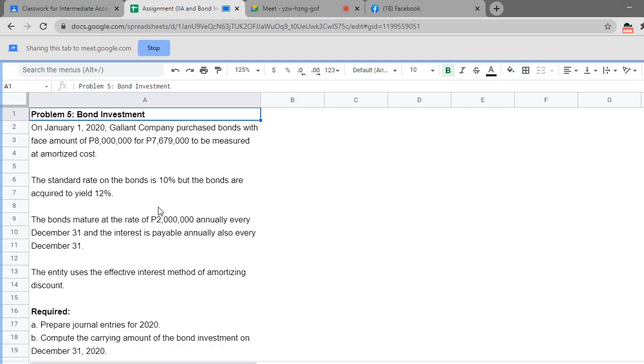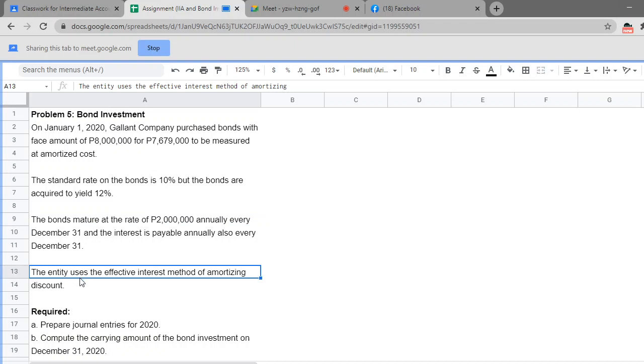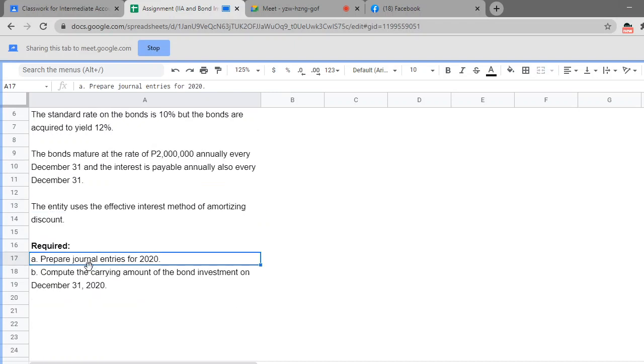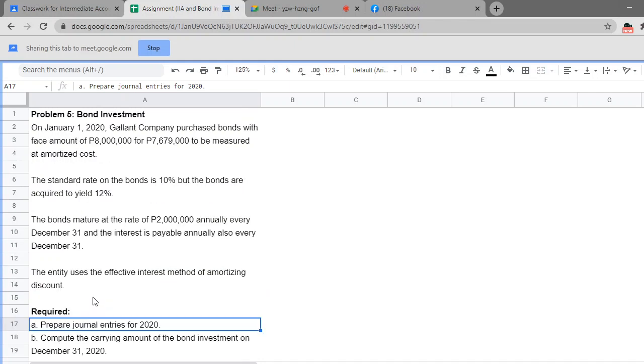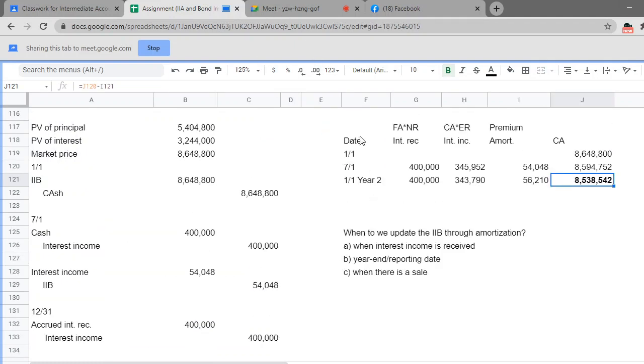Bonds mature at the rate of 2 million annually every December 31. And the interest is payable annually also every December 31. So, karon, this is a serial bond. Ganong serial? Every year mag-mature ang bonds. So, every year, makadawat tag payment sa principal nga 2 million pesos. The entity uses the effective interest method, and we are to prepare journal entries and to compute for the carrying amount as of year end. So, again, para mas madali ang life, mag-prepare tayo ng table of amortization.